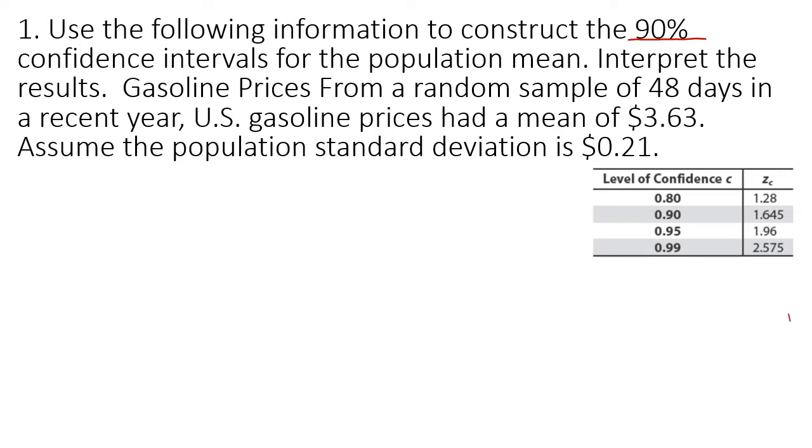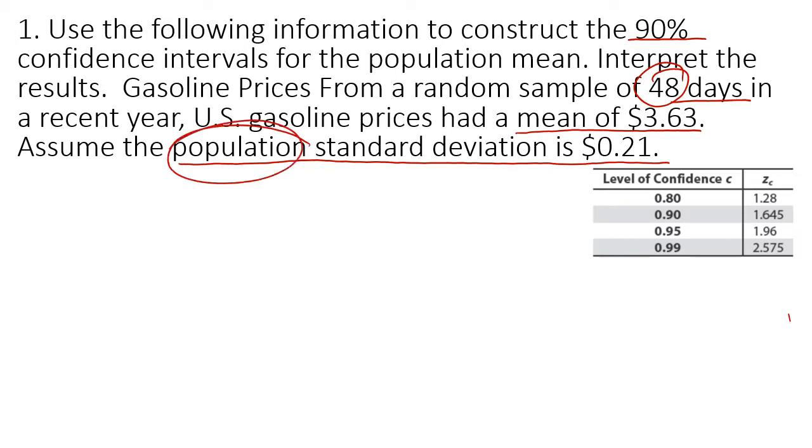It told us that we have a sample of 48 days in a recent year, and they had a mean price of 3.63, and the population standard deviation is 0.21. So the fact that it's the population standard deviation is important. That tells us we're going to be using the normal distribution.